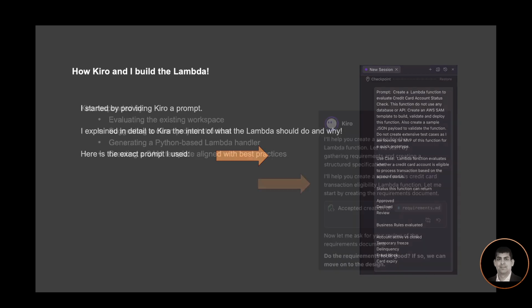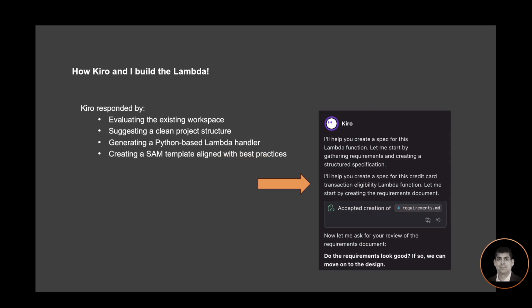So that's my prompt. Now, if you look at the Kiro response, it's actually responded to that prompt by evaluating the existing workspace. It suggested a project structure, it generated a Python-based Lambda handler, and created a SAM template. So Kiro is basically responding as a peer saying, yeah, I'll let you create a spec for this Lambda function. Let me start by gathering requirements and creating a structured specification.